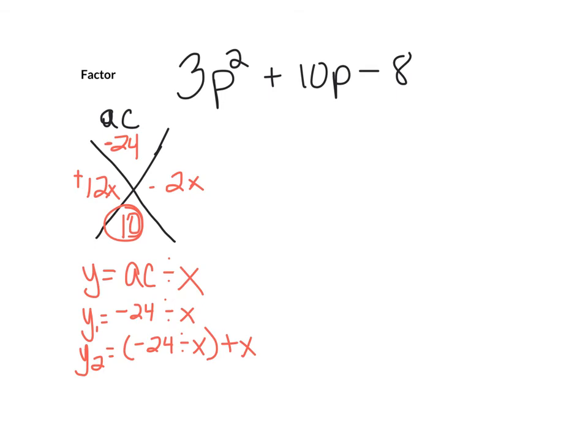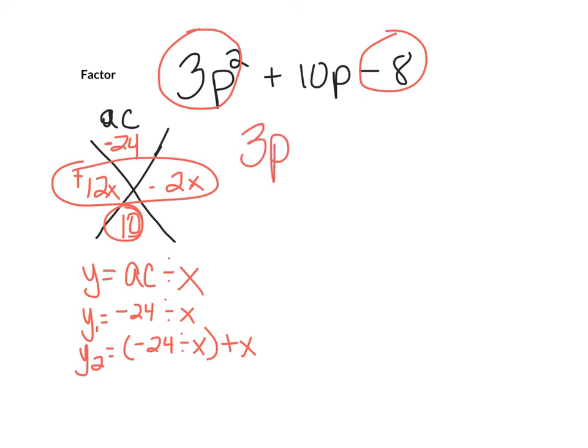I'm hoping that as we continue on, you guys can do this in your head as a positive 12 and a negative 2. Don't forget, the next step, we're going to rewrite my A, we're going to rewrite my C with my new B's in between. So let's do that together. 3p squared plus 12p minus 2p minus 8.